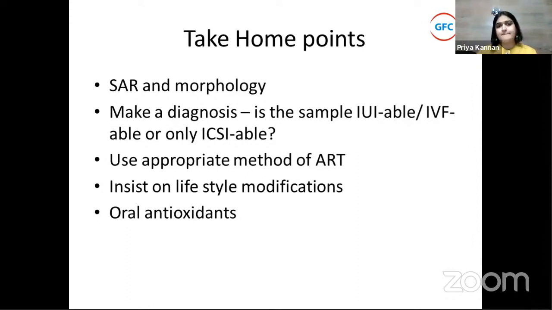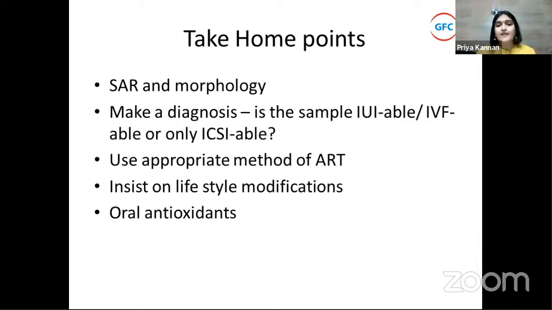We must make a diagnosis of every sample that we look at. Is the sample IUI-able or IVF-able or ICSI-able? So we must be able to segregate each sample such that it is easy to give a treatment protocol for the patient. And the moment we make the diagnosis, we must use the appropriate method of ART so that for the patient, it becomes cost effective, and the time to pregnancy is also very less.